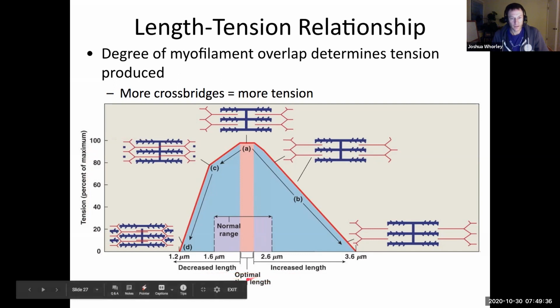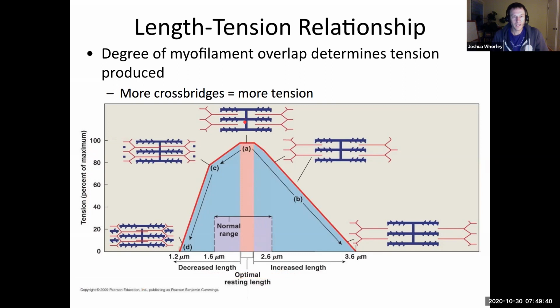This is the resting length, right? So there's this optimal region right in here where you have, in this sarcomere, total overlap between the actin and the myosin. That means if we were to completely load this up with calcium ions and expose all these active sites, all of these myosin heads would be able to grab onto an actin filament. So this is the maximum tension that could be produced even by this little sarcomere.